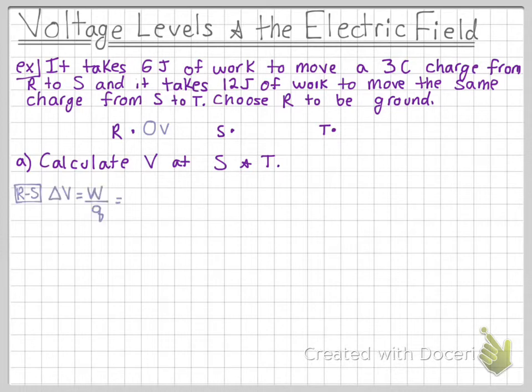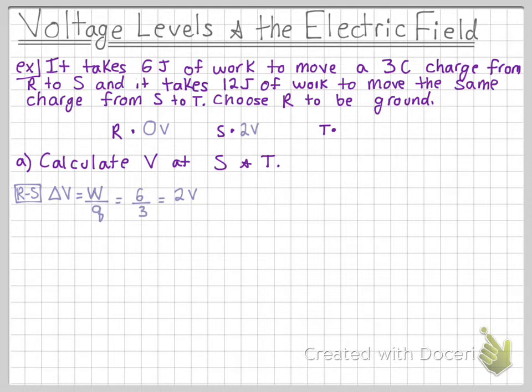So let's first calculate the voltage difference between R and S. We know that it takes 6 joules of work to move a 3 coulomb charge from R to S, and this gives us a voltage difference of 2 volts. So, since R is 0 volts, this means that point S will be 2 volts. So the difference between 0 and 2 is just going to be 2 volts.